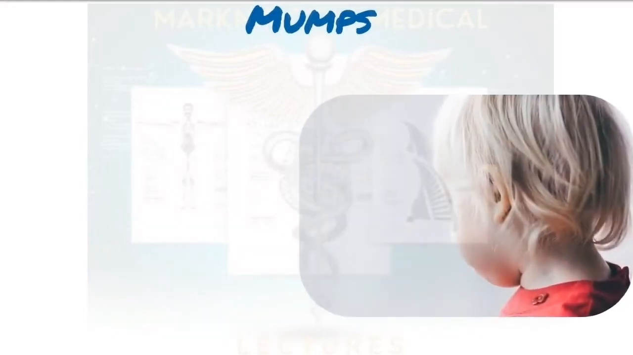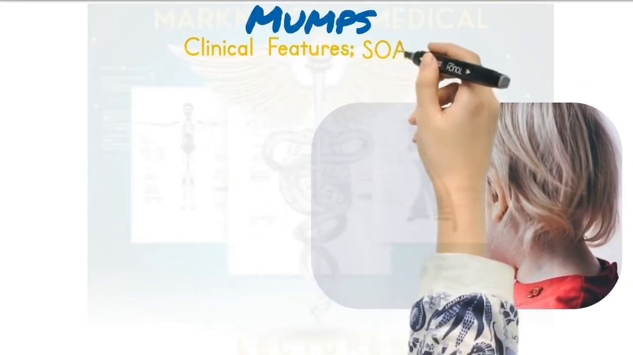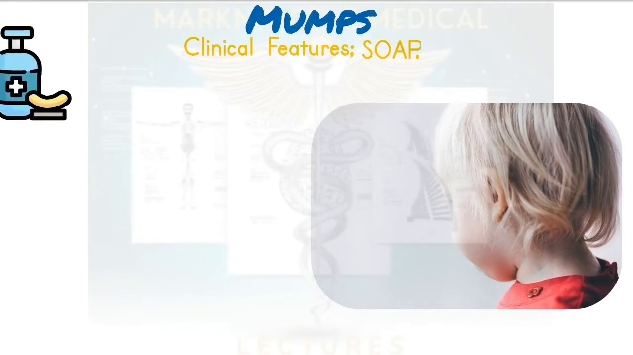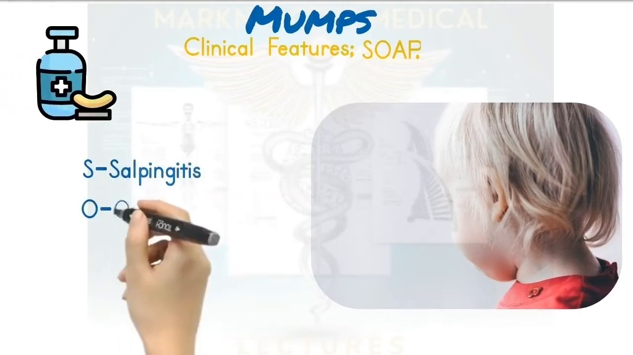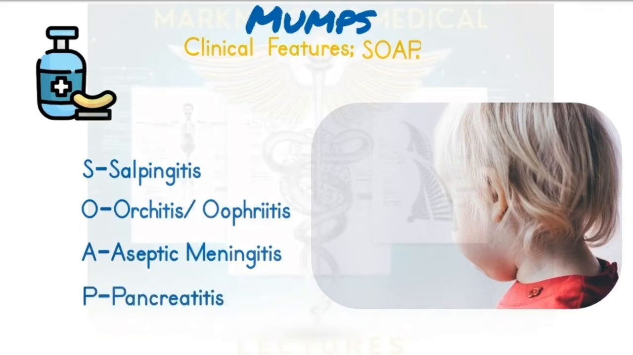Mumps. Mumps is an acute self-limited systemic viral illness characterized by the swelling of one or more of the salivary glands, typically the parotid glands. Its clinical features can be remembered with the mnemonic, SOAP. Salpingitis, orchitis, oophoritis, and then aseptic meningitis and pancreatitis.